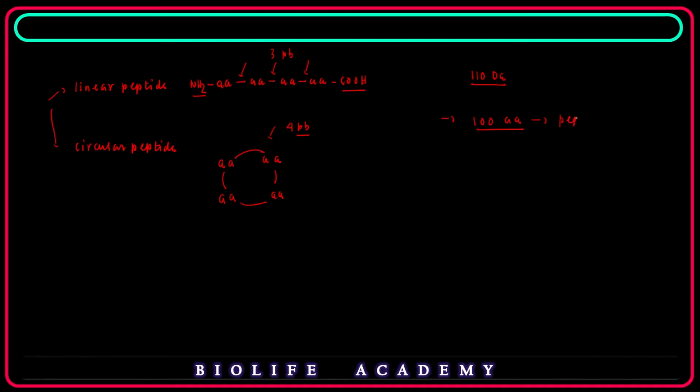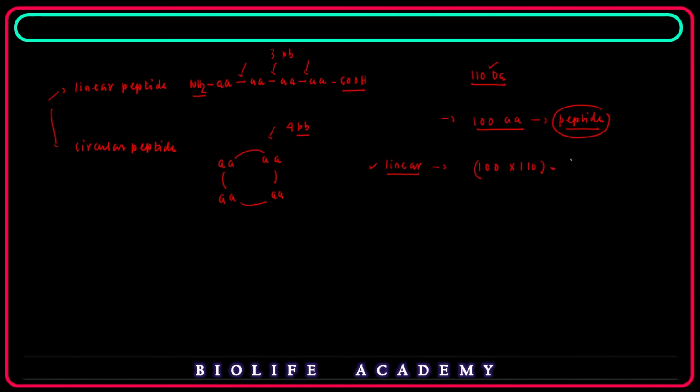For example, if we say that 100 amino acids are attached by peptide bonds and form a polypeptide, now we have to calculate the molecular weight of this. We will calculate it in two parts. If it is a linear polypeptide, then 100 amino acids are there. Each amino acid has 110 Dalton weight, so 100 into 110 Dalton.